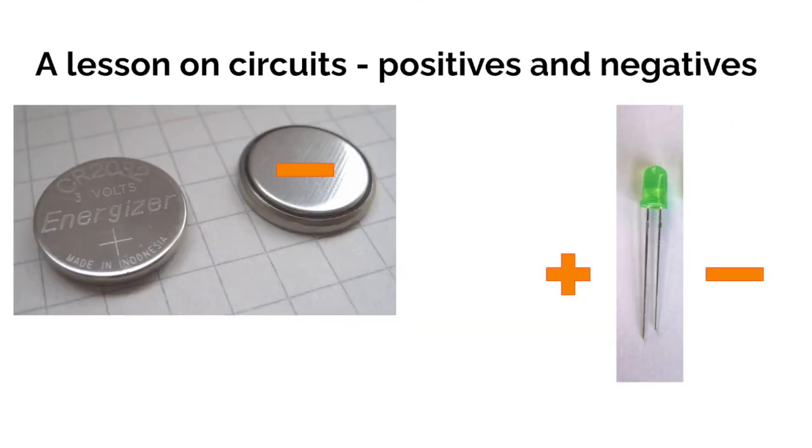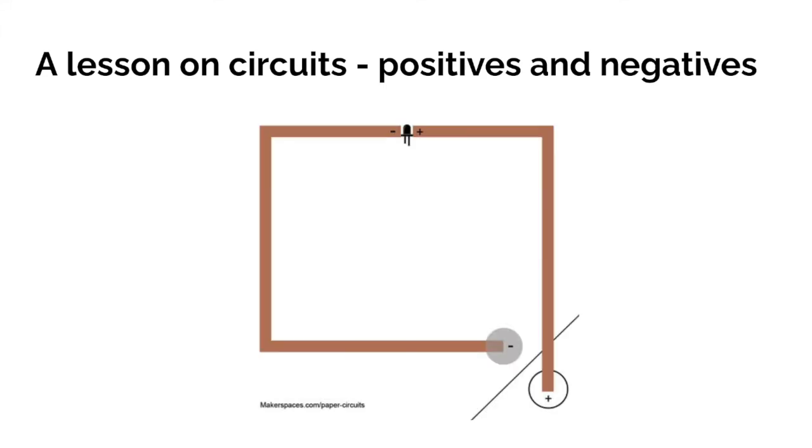The next thing you'll need to understand when creating a circuit is positives and negatives. So the coin cell batteries have a positive side and a negative side. The positive side you can see on the far left side of the screen. It has a plus sign, and the negative side is not marked with a minus sign, but it's usually the side that's not the positive side. And for the LED lights, the longer side of the wire is the positive side and the shorter side is the negative side. So when you're making a circuit, the most important thing to remember is to keep all of the negatives on one side and the positives on the other side.